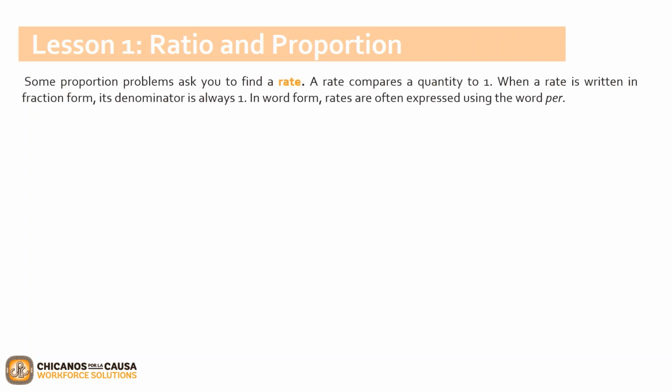Some proportion problems ask you to find a rate. A rate compares a quantity to 1. When a rate is written in fraction form, its denominator is always 1. In word form, rates are often expressed using the word per.